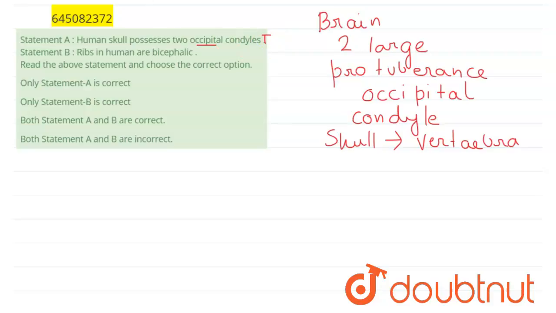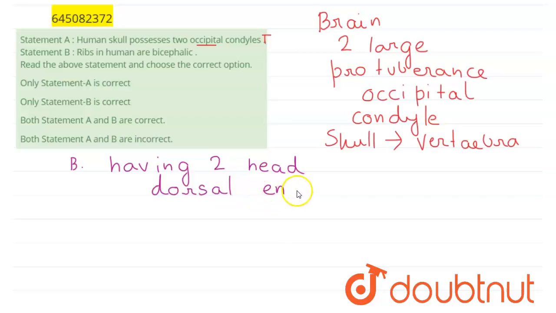The second statement given is human ribs are bicephalic. So bicephalic means having two heads, something which has two heads or two openings is known as bicephalic. And if we see a human rib, then each rib has two articulations on its dorsal end. So articulation, we can say opening. So two articulations are present on its dorsal end.